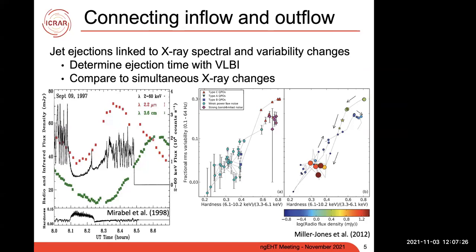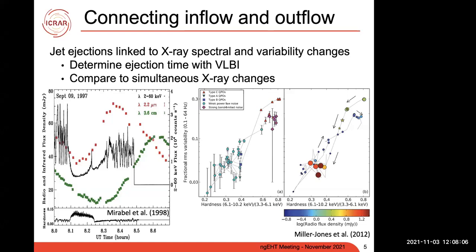So on the left-hand side here, you can see some work from Felix Mirabel from a couple of decades ago, where they looked at one of these black hole X-ray binary systems. And the ejection of the jets, shown in green and red here for the radio and infrared bands, is linked to the evolution of the X-ray flow, which is seen in the accretion flow seen in the X-ray bands. So you can see the X-ray light curve in black on the top panel, and then in the lower panel, an X-ray color. And so the jet is thought to be ejected at the big spike around 8.2 hours in this figure, which is just as the X-ray color changes rapidly.